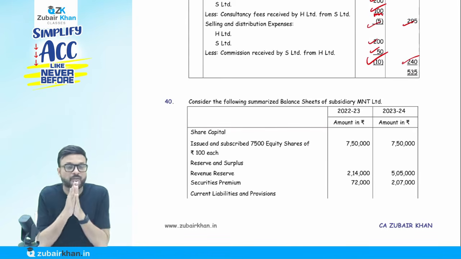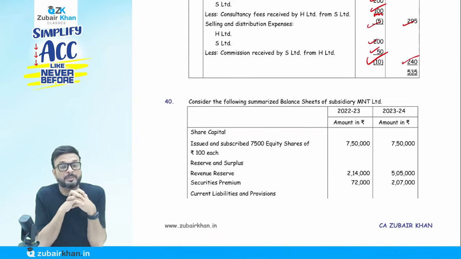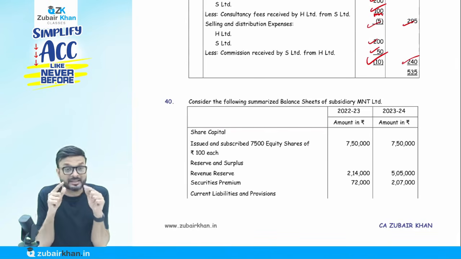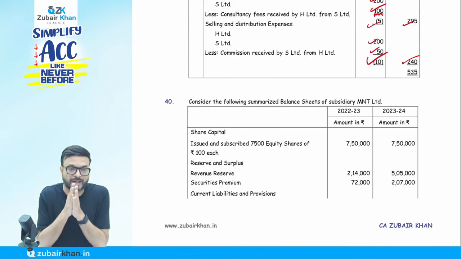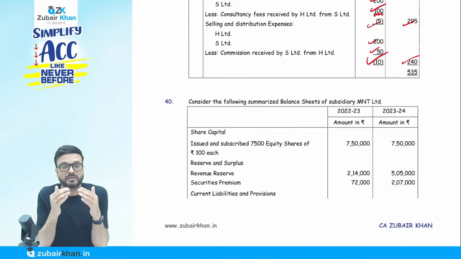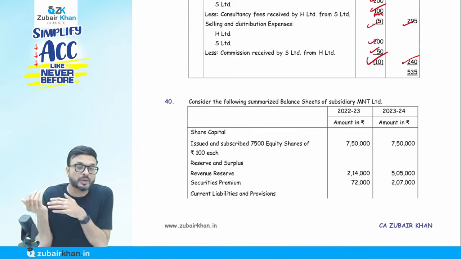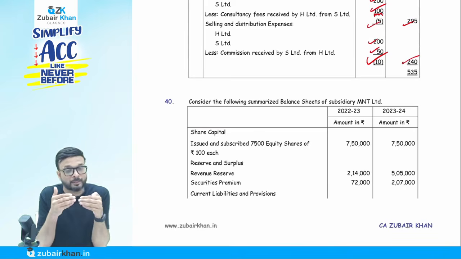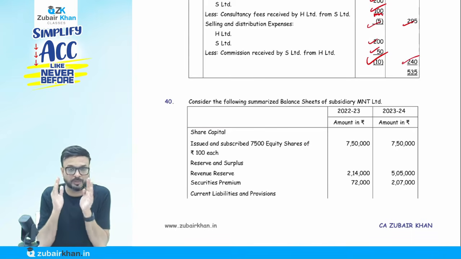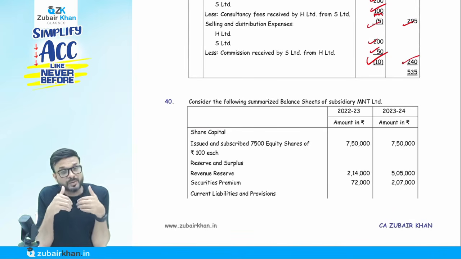Now let me tell you what is going to happen in question number 40. We will prepare a restated balance sheet, not a consolidated balance sheet. The accounting policy followed by the subsidiary company in some cases differs from the holding company's policy, so we'll do the adjustment in the subsidiary company's books. The policy of both the companies should be uniform, the same that year. So always prefer to go for the double entry system.